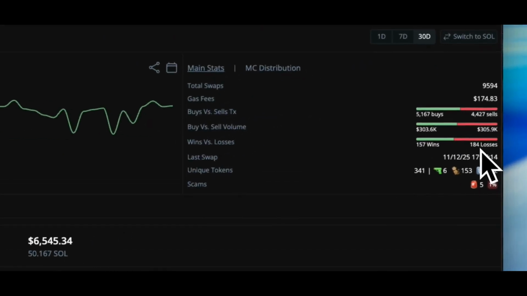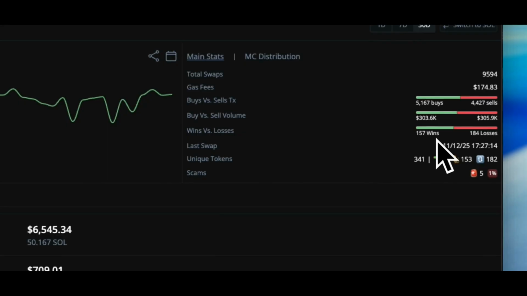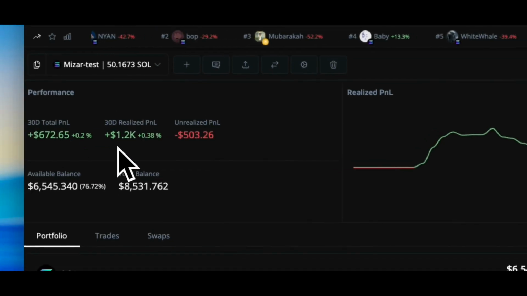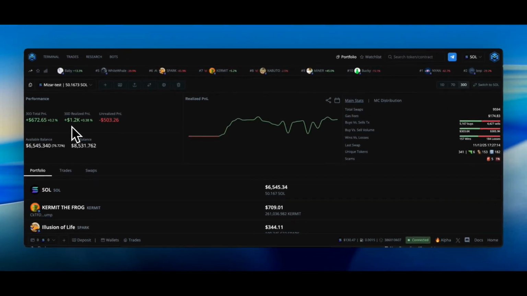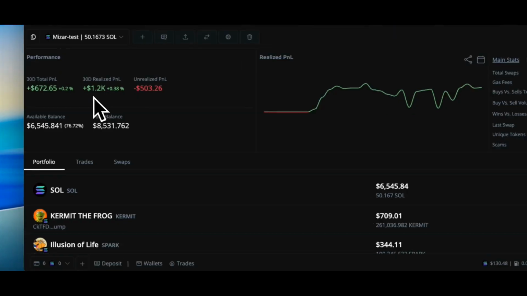In my case, you can see that I actually have more losing trades than winning ones. That may look bad at first, but overall I'm still profitable. This is because, even though I lose more often, my wins are larger than my losses, and my bots use stop loss to cut losing trades early. This keeps losses small and controlled.